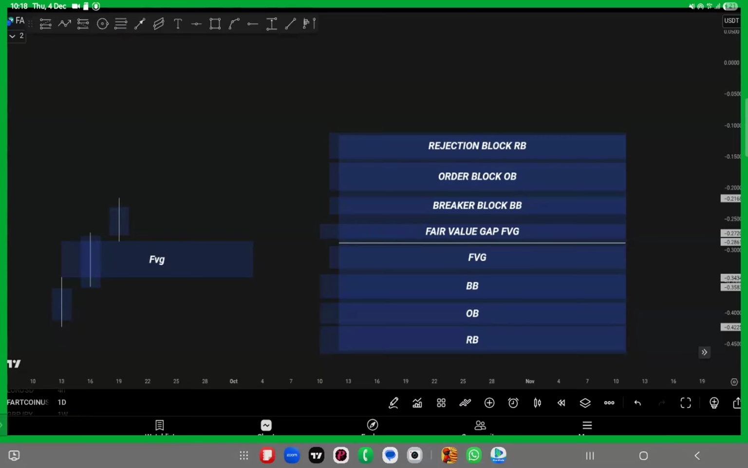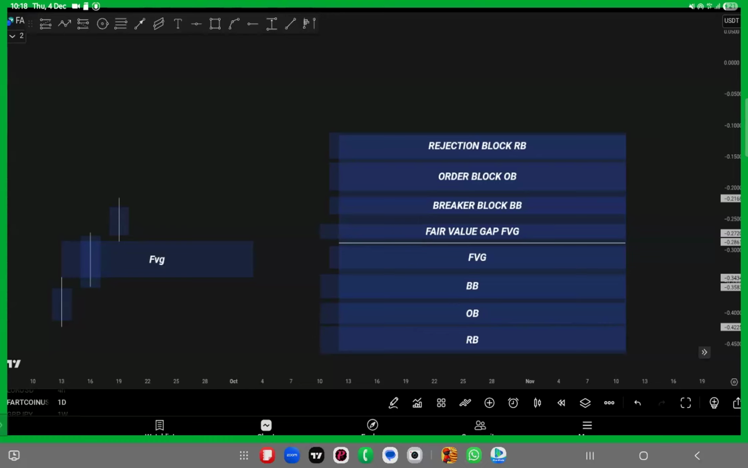What do I mean? An order block is basically a particular level, and at that particular level only one particular type of order is being filled with higher volume. That does not mean the other type of order won't be filled at that place. It's just that one particular type of order has more power over the other. What am I trying to say?